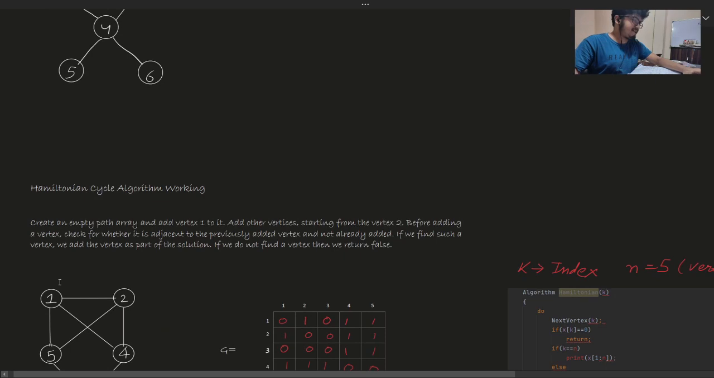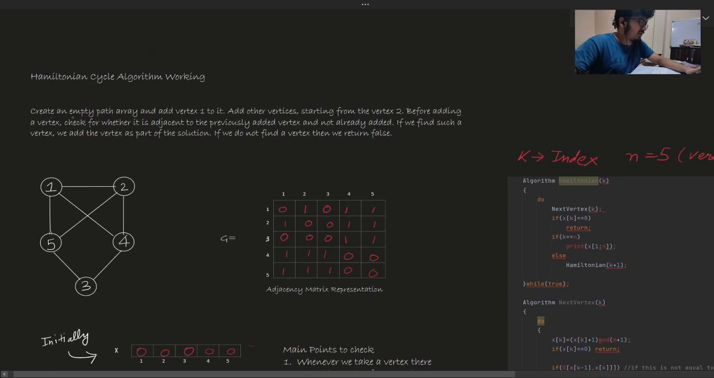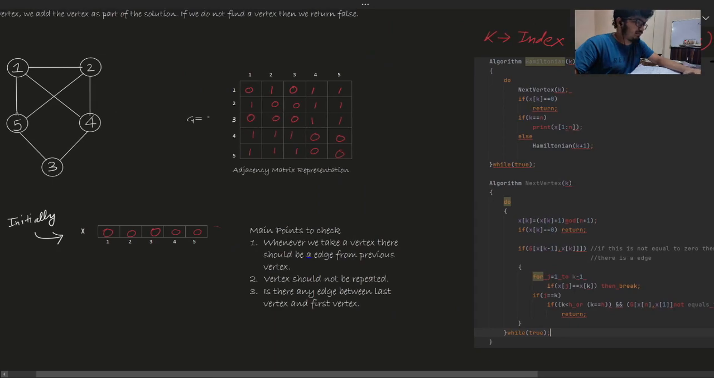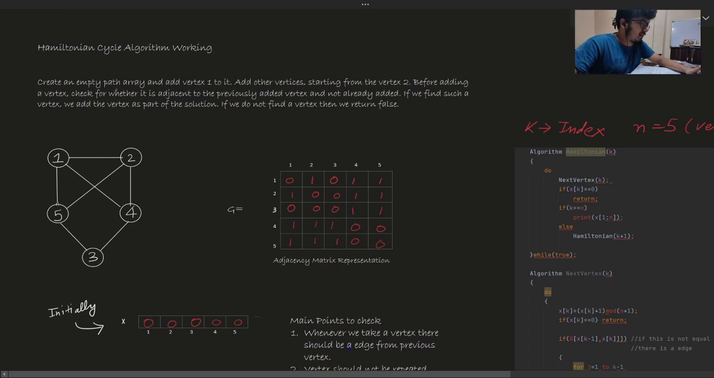Now we are coming to its working, how the Hamiltonian algorithm works. That's theory. Create an empty path. This is an algorithm. Create an empty path, add vertex 1 to it, and add other vertices starting from vertex 2. Before understanding this paragraph, I will explain it from an example.